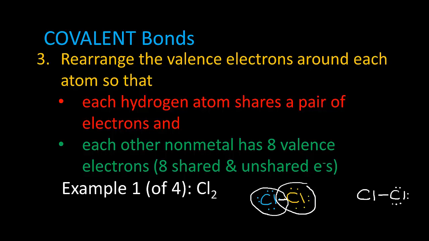This is the Lewis dot structure for the covalent compound chlorine. This is a green gas, by the way. You've got 6 pairs of electrons that are not shared on this chlorine, and 6 pairs of electrons that are not shared on this chlorine, and 1 pair that are shared between the 2.